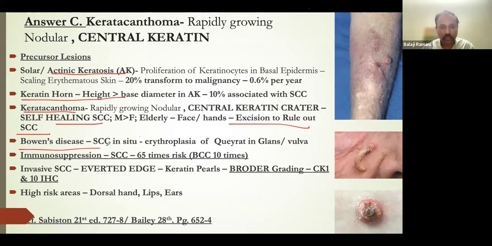And what is in situ? You have various names. Overall, it's called Bowen's disease, and erythroplasia of Queyrat in the glans or in the vulva.